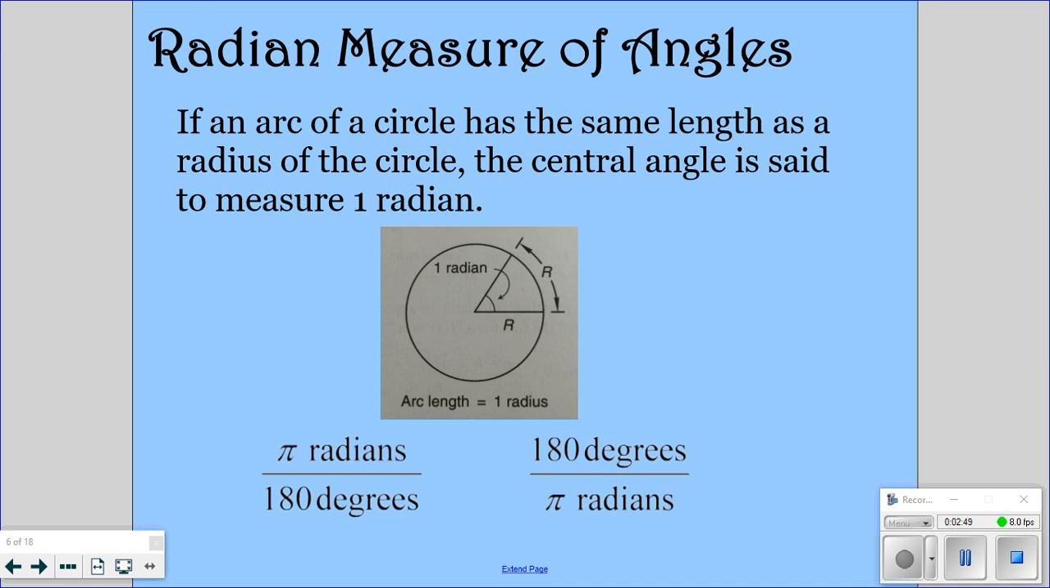Your conversion to go from radians to degrees or degrees to radians is 180 to pi. There are 2 radians, 2 pi radians in a circle. So 360 degrees is 2 pi. So 180 is 1 pi, or just pi. Depending on what you're going to, it's going to depend on which one you're going to choose.